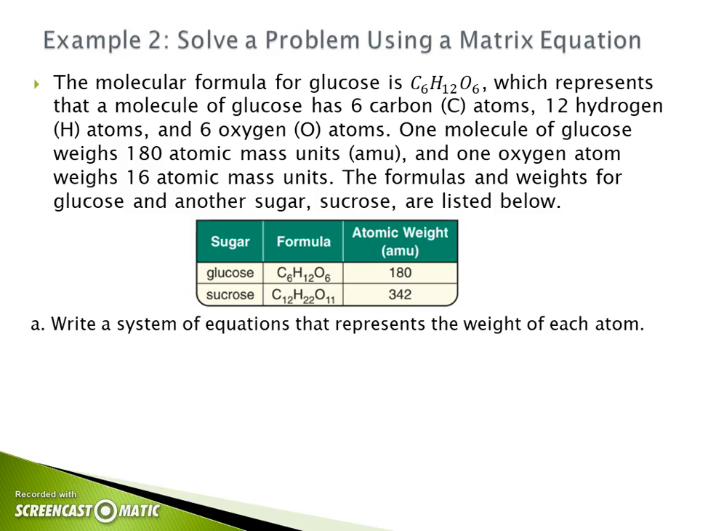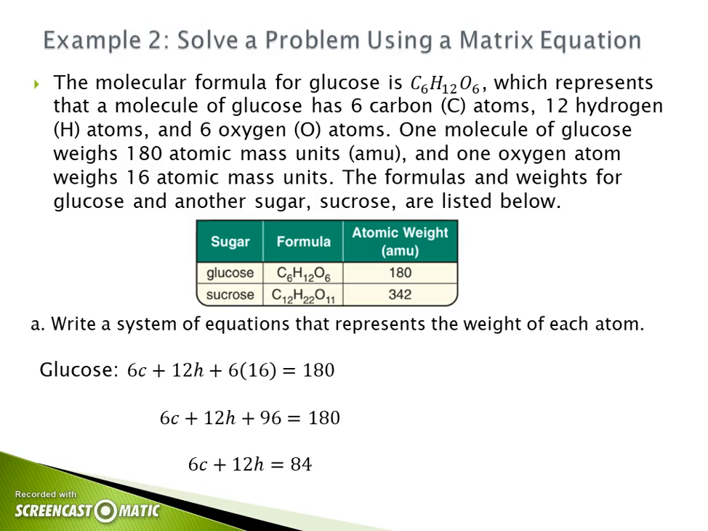So to set up the equation for glucose, we have 6 carbon plus 12 hydrogen plus 6 times 16, because there's 6 oxygen, that equals 180. 6 times 16 is 96, subtract 96 from each side, and we get 6C plus 12H equals 84.